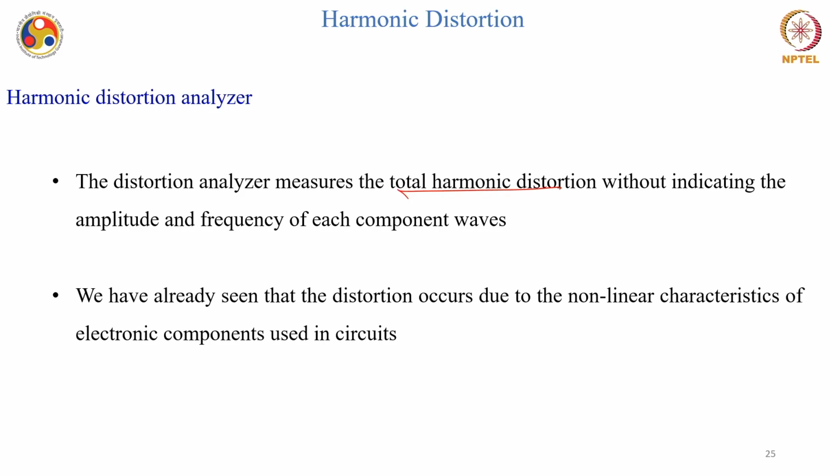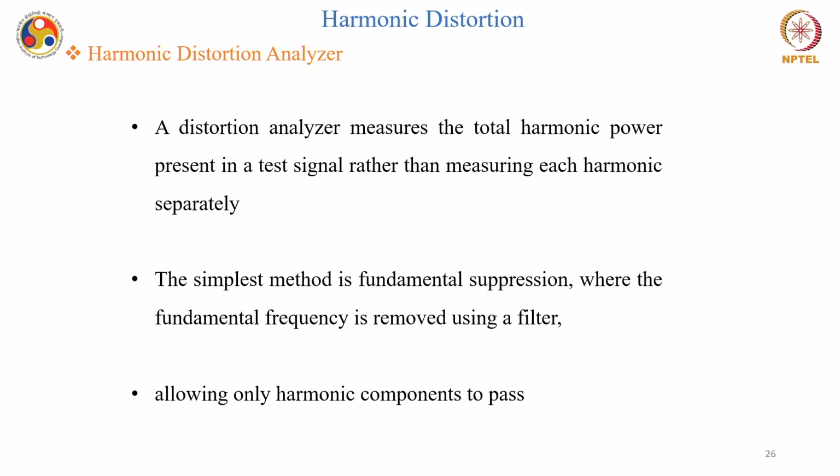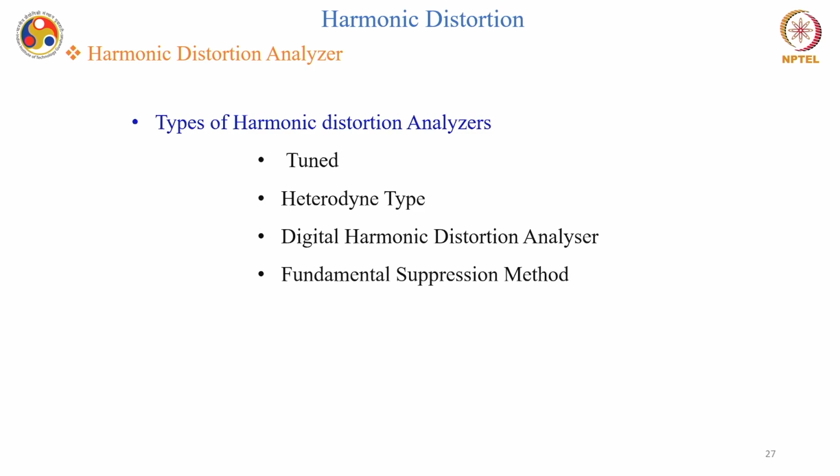We have already seen that the distortion occurs due to the non-linear characteristic of electronic components used in the circuit, say for example a transistor or a diode and so on. Okay. A distortion analyzer measures the total harmonic power present in a test signal rather than measuring each harmonic separately. Okay. The simplest method is the fundamental suppression method, where the fundamental frequency is removed using a filter, allowing only harmonic components to pass. We will see the fundamental suppression method in detail.